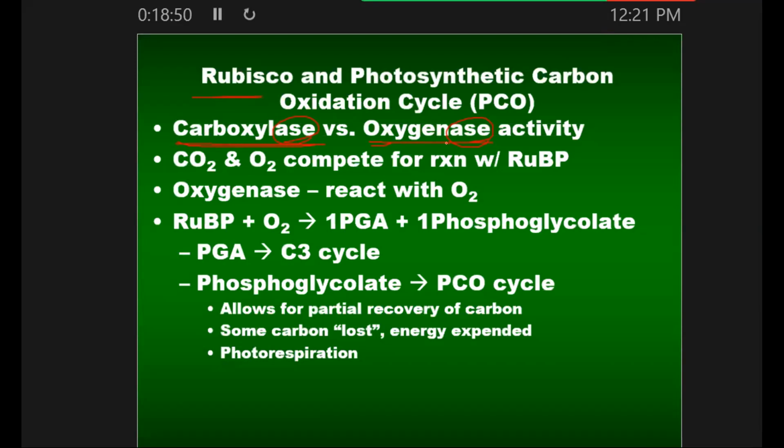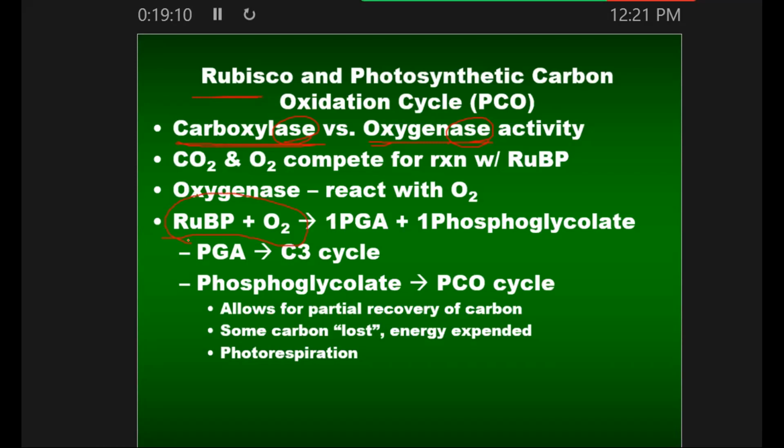Well, that causes some problems for the plant, because if oxygen wins and comes into the active site, we end up with a funky reaction. So what happens is this bullet point here where you see RUBP and oxygen reacting.